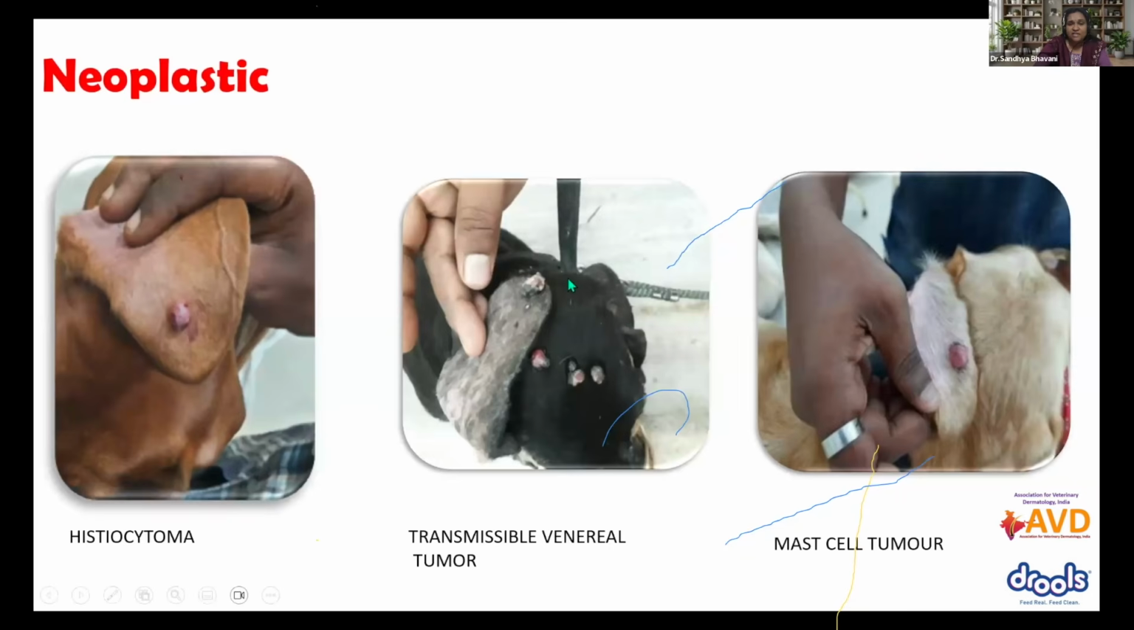So neoplastics, there are a number of neoplastic disorders like histiocytoma, transmissible venereal tumor, mast cell tumor, squamous cell tumor, and plasma cell tumor. All these things are not only found on the body, but can also be present as an extension from the generalized form.